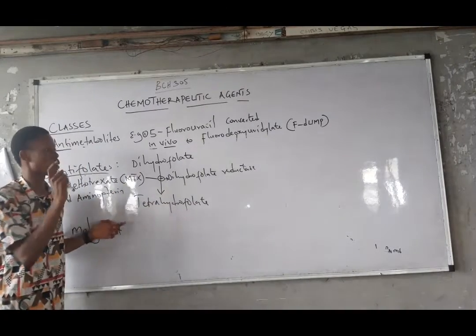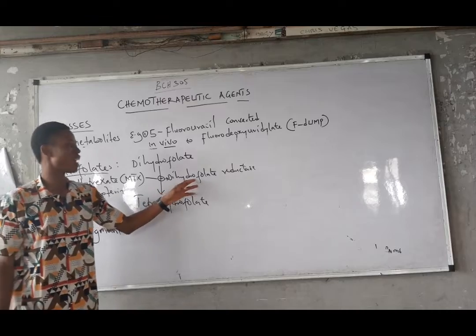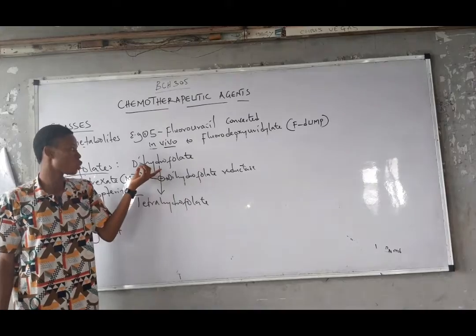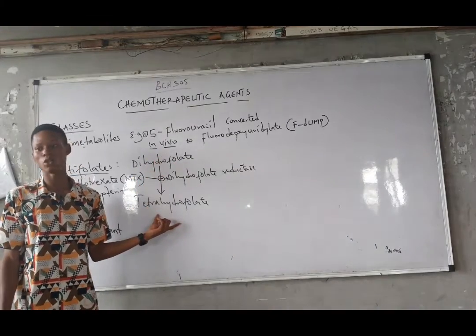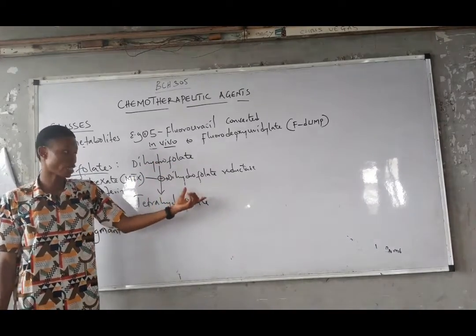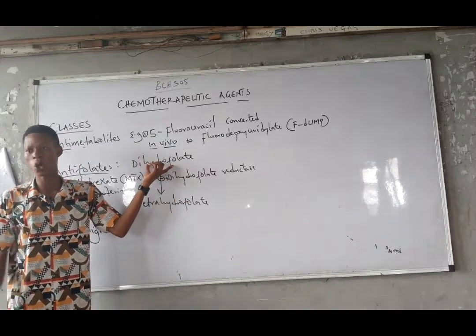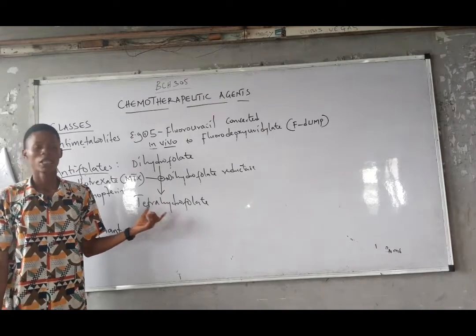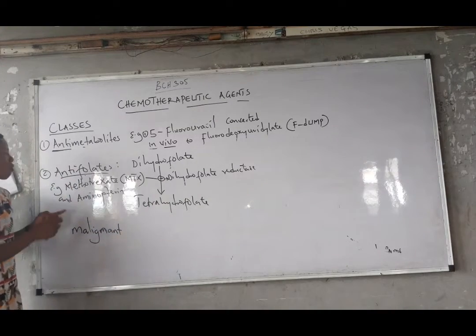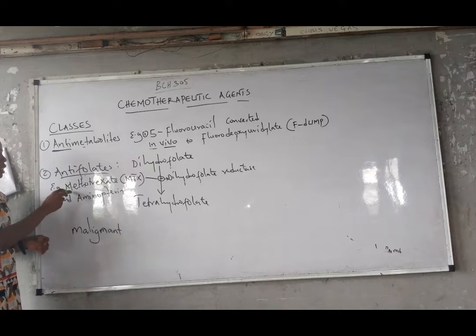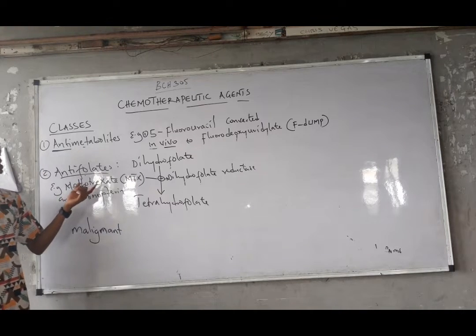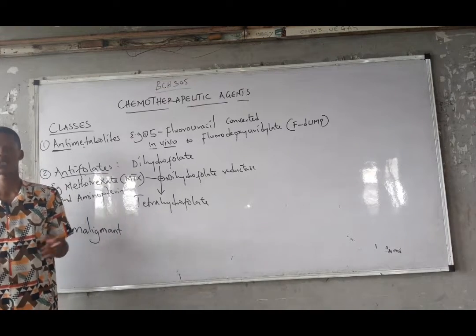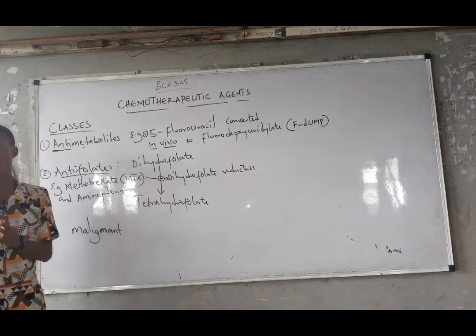Now, the particular enzyme involved is dihydrofolate reductase. This dihydrofolate reductase reduces dihydrofolates to tetrahydrofolates. That's the work of this enzyme, to reduce dihydrofolates or folates to tetrahydrofolates, which we need. Now, an example of antifolates is methotrexate. Methotrexate is very similar structurally to what?